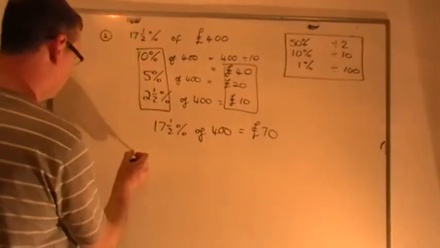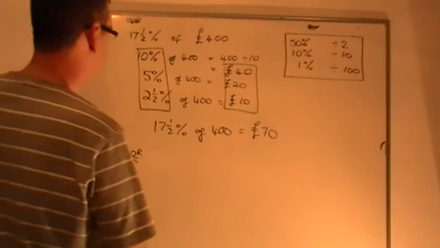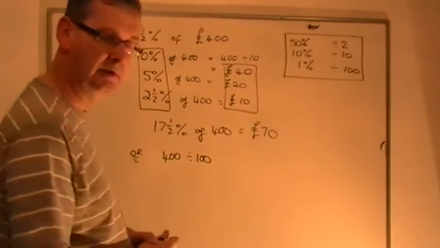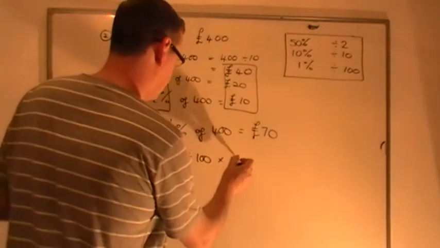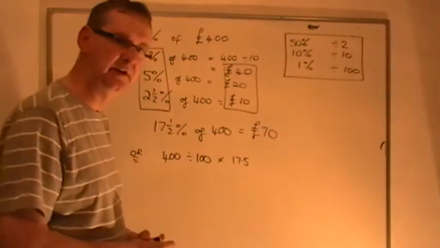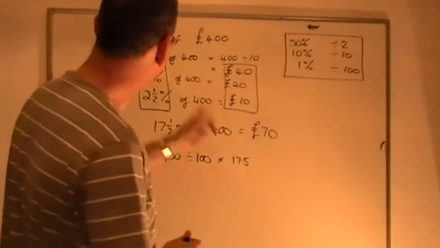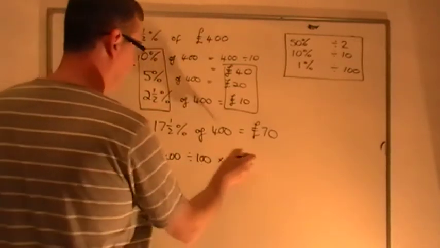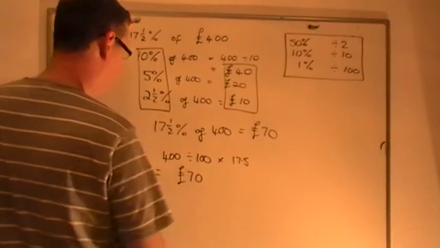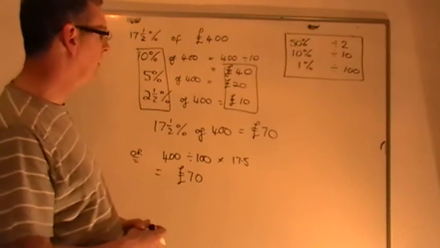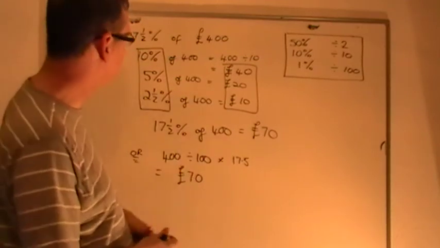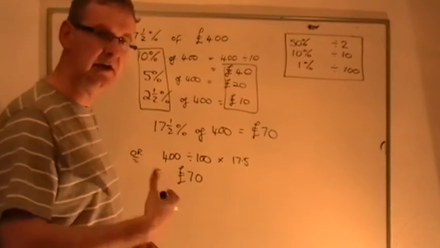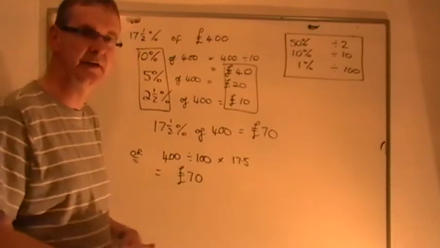Of course, if you were on paper 2, then very simple, you could just take the £400, share it by 100 to get 1%, and then times it by 17.5 to get 17.5%. 400 shared by 100 is 4, and 4 times 17.5, you would get straight away the £70, like so. Okay, so there you go, there's a very simple calculator way, and there's a very simple way without a calculator to do a percentage question where you're working out a percentage of a quantity. Okay, that's the end of this short video.